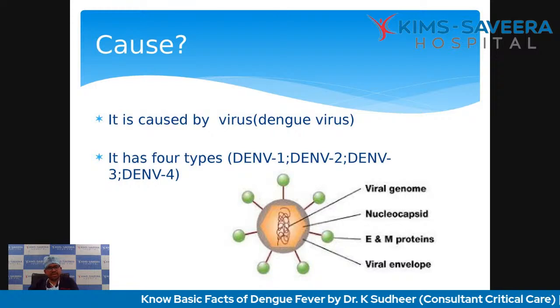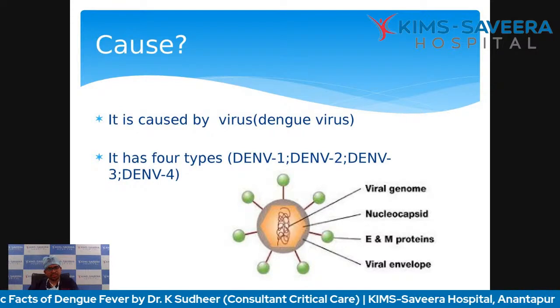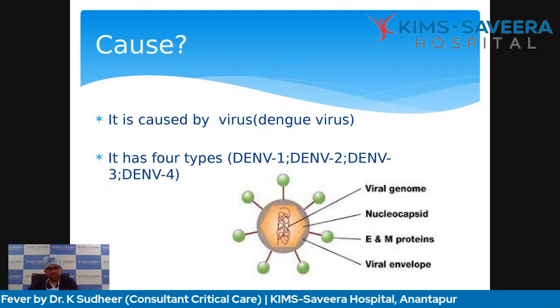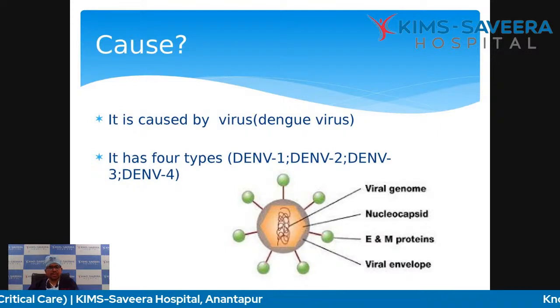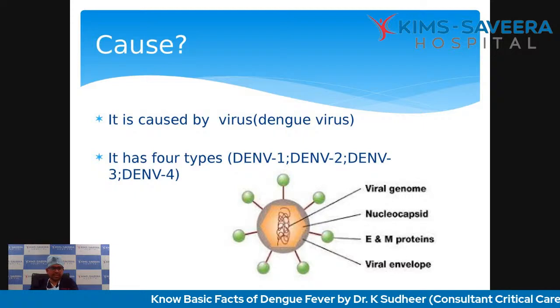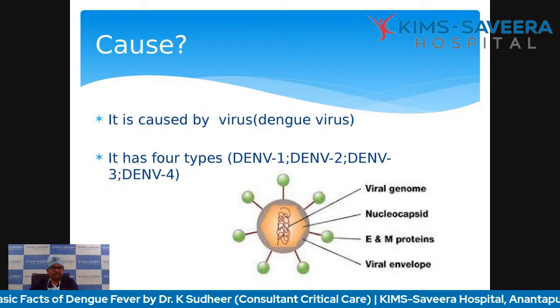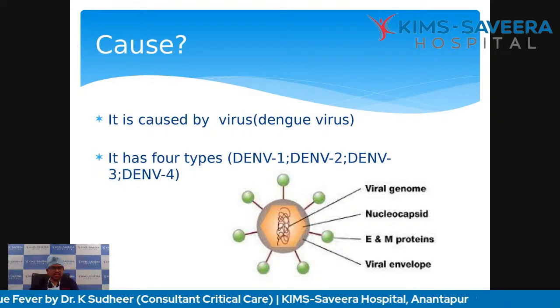It is caused by a virus known as dengue virus, and it has four serotypes: dengue virus 1, 2, 3, and 4. It is an RNA virus. You can see the viral genome and the structure of the virus: the nucleocapsid, the outer membrane, the viral envelope, and the protein for attachment.